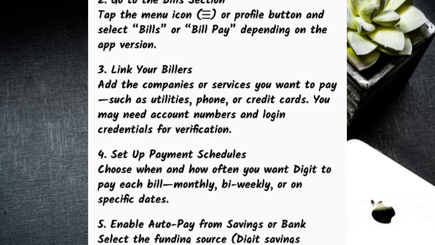Next, link your biller. Add the companies or services that you want to pay, such as utilities, phone, or credit cards. You may need account numbers and login credentials for verification.